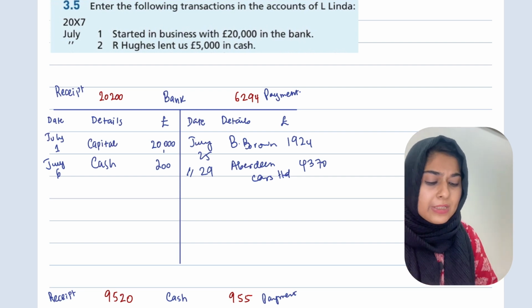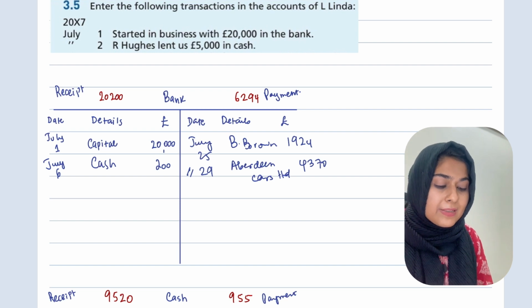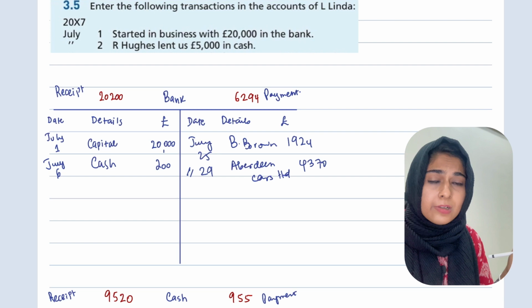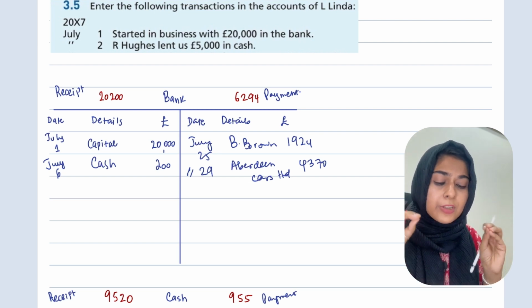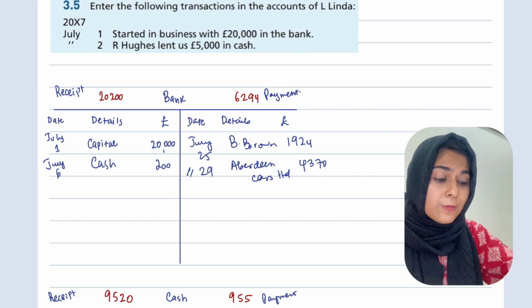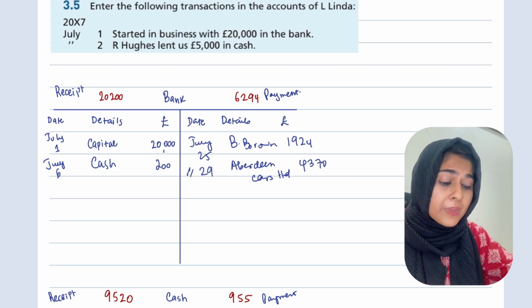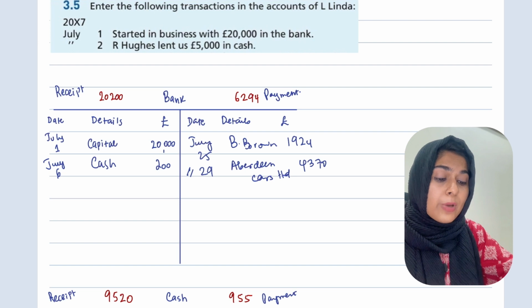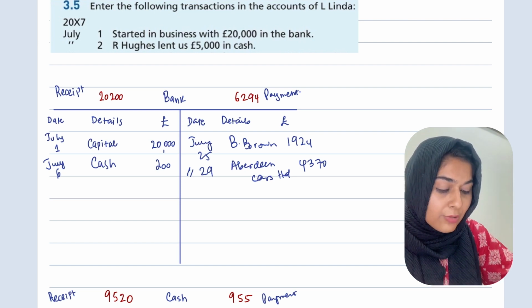If you look at what I'm doing here, this is the same document I used for entering transactions into T accounts. What I'm doing here is that now I have put the totals on the top of the T account. If you can see this, the total of the debit side of the bank account is 20,200, and the total of the credit side of the bank account is 6294. When you subtract both of these, 20,200 minus 6294, you get a balance carried down.